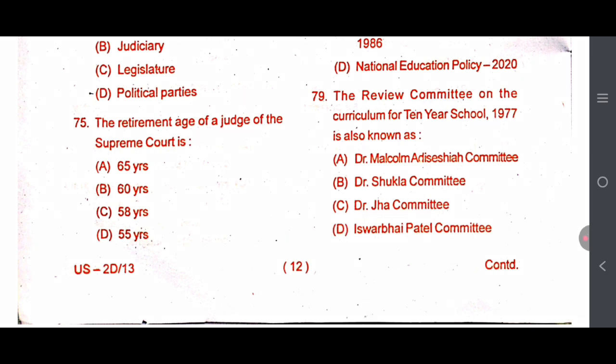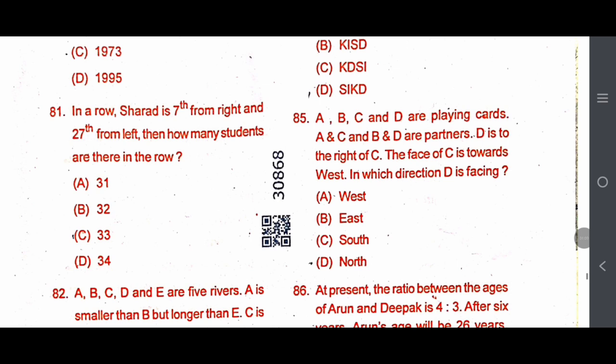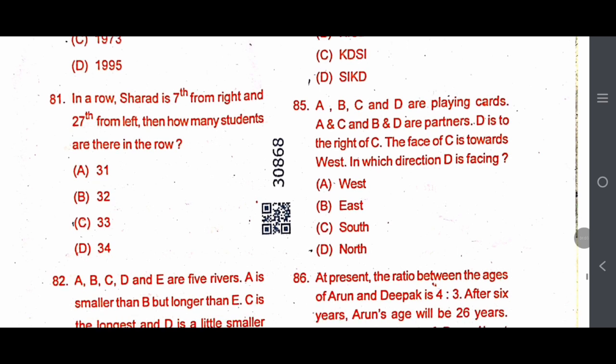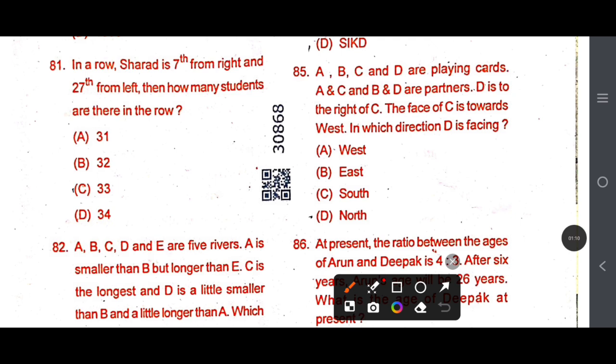Option D. Question number 80. The district primary education program was started in the year. Option B, 1994. 81. In a row, Shared is 7th from right and 27th from left. Then how many students are there in the row? The correct answer will be 33.